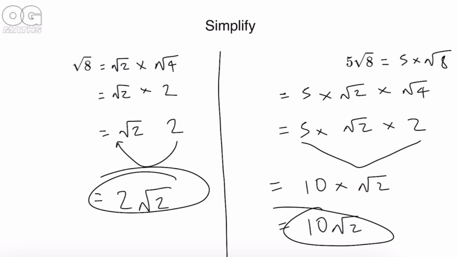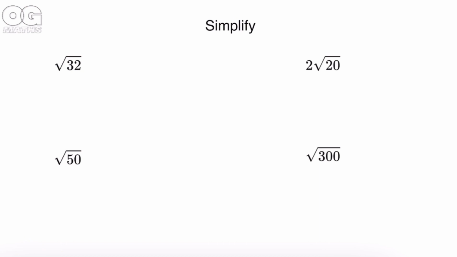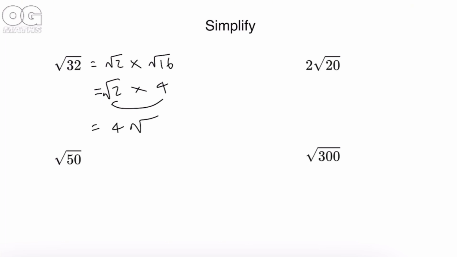Let's have a go and practice what we have just gone over. I'm going to recommend that you pause and then press play when you're ready to start. So let's start with root 32, which is root 2 times root 16. Remember, root 16 is 4. So we're going to write that as root 2 times 4. Let's move the 4 to the front, and that's 4 root 2.